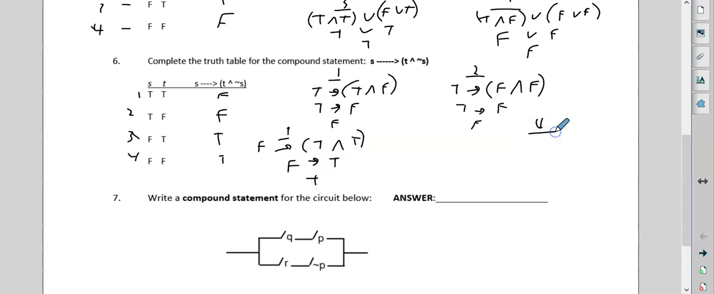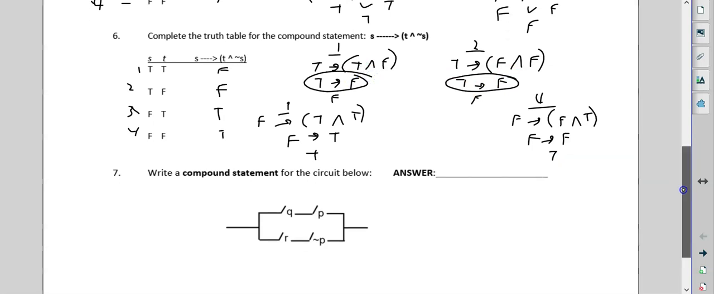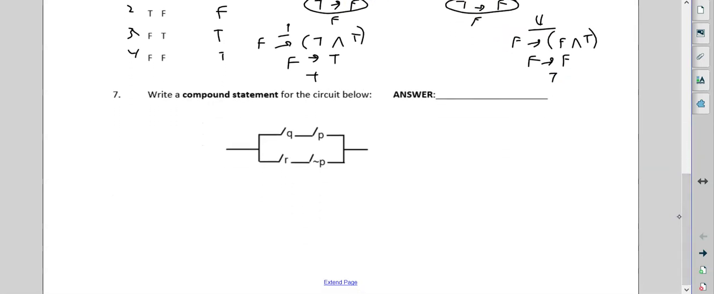And situation 4, F, F. So if false, then false, and not false, which is true. So that's F, F, and that's F. Sorry, true. My bad. Got in the habit of F. Again, this is the only time you'll have a false on an if-then statement. Right?